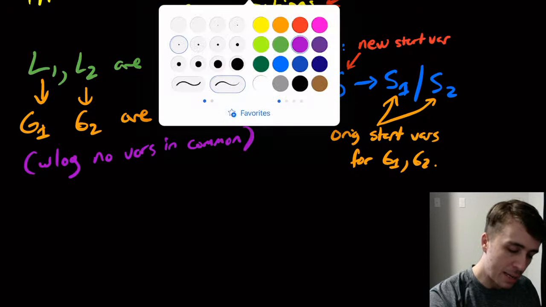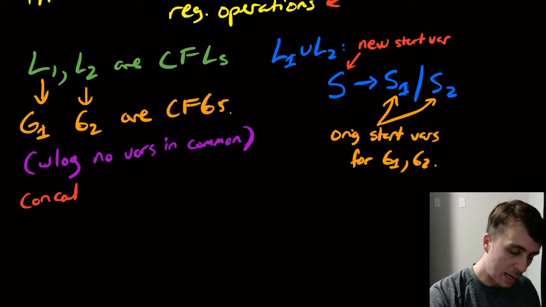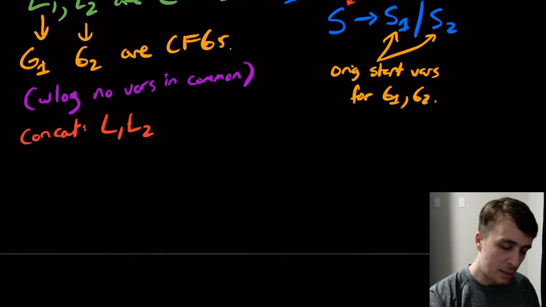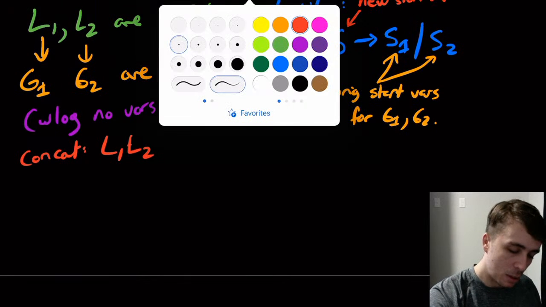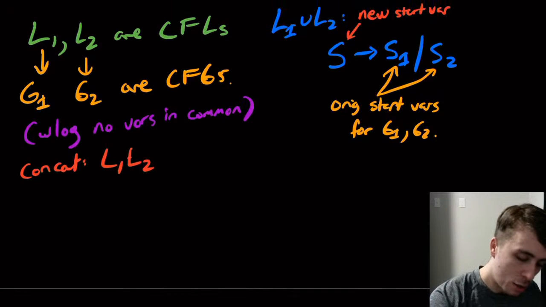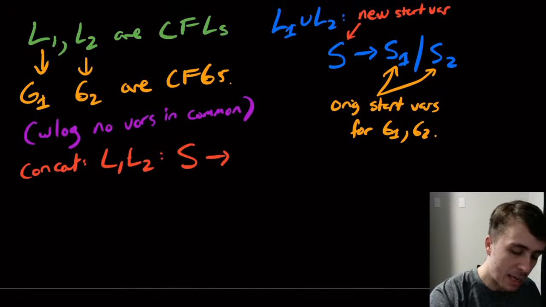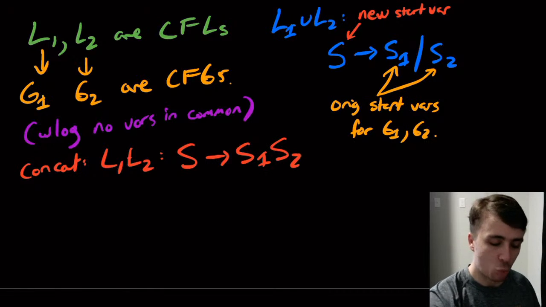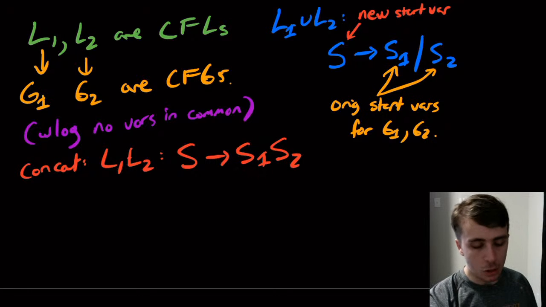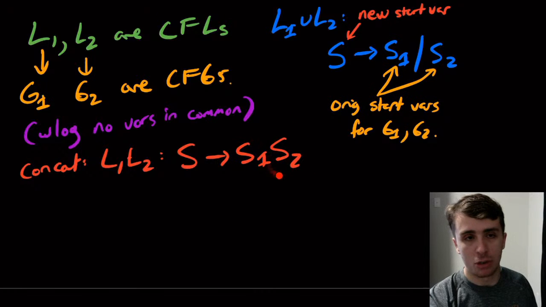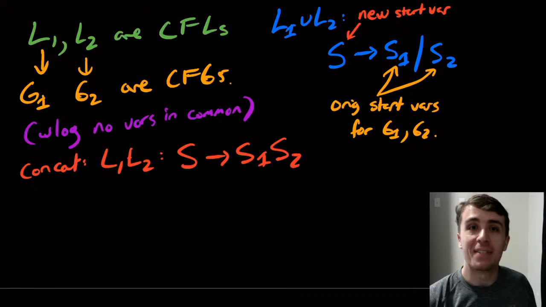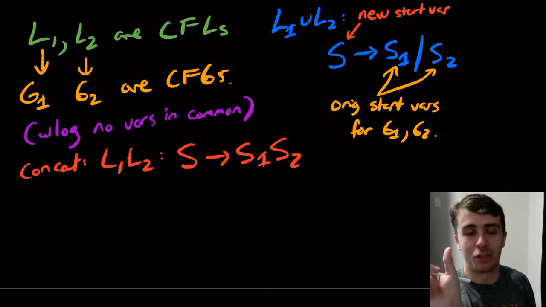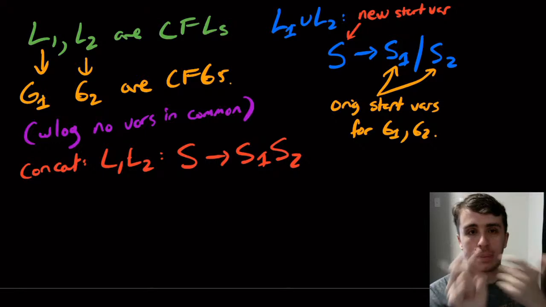What about for concatenation? So concat. This is L1 concatenated with L2. And it's actually very, very similar. So I'll just stick with red. Here we're going to have S making S1 concatenated with S2. And that works because, one, there's no variables in common. And two, whatever string of terminals this thing makes is concatenated with whatever string of terminals this thing makes. And that's the definition of what concatenation is. Take a string from the first piece, and then one from the second, and then you put them together.